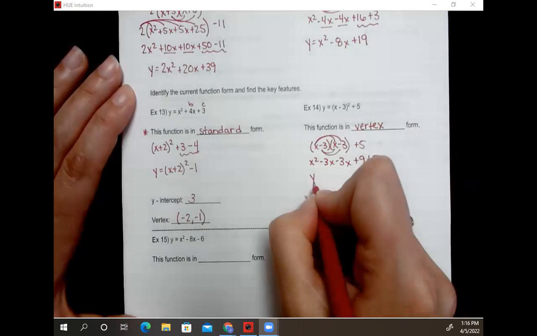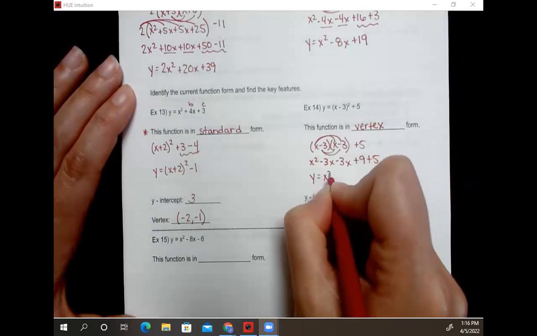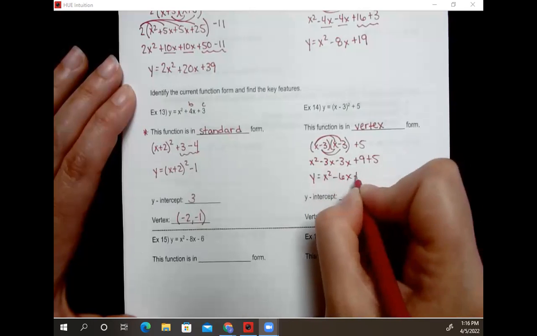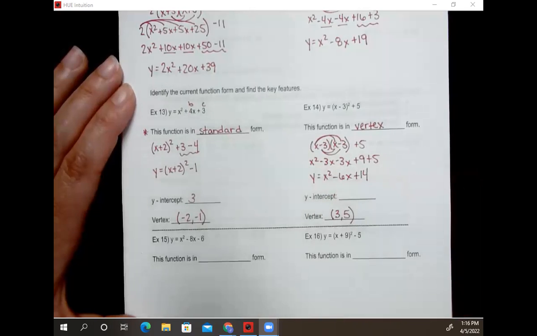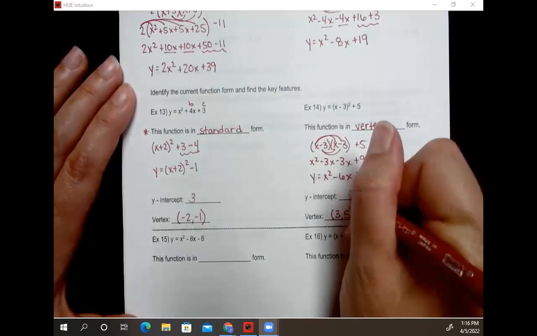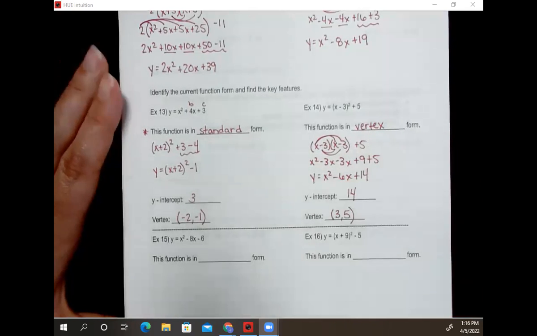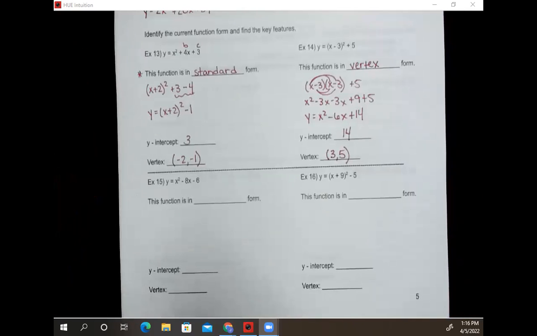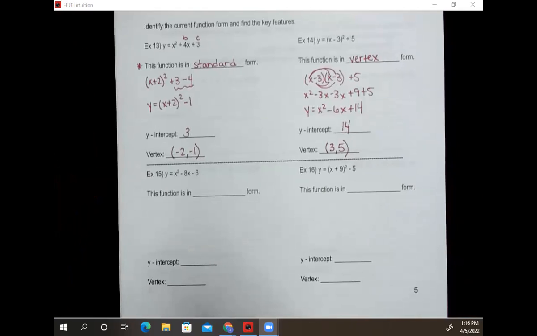So we'll combine like terms here to tidy this up. We get x squared minus 6x, and then 9 plus 5 would be plus 14. So what's our y-intercept? 14. I would like you now to try examples 15 and 16. At the bottom of page 5, try examples 15 and 16.